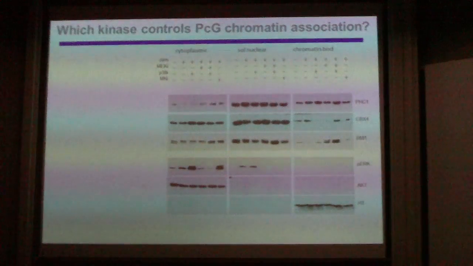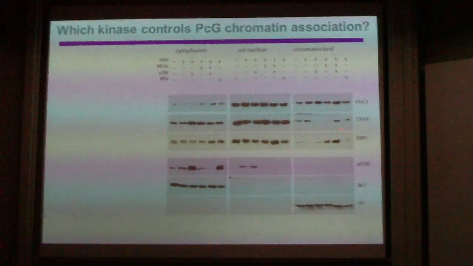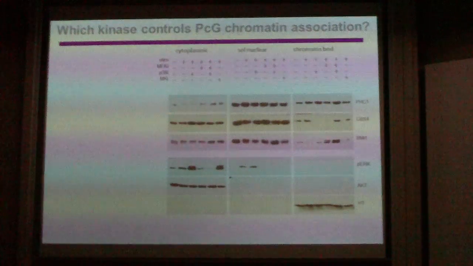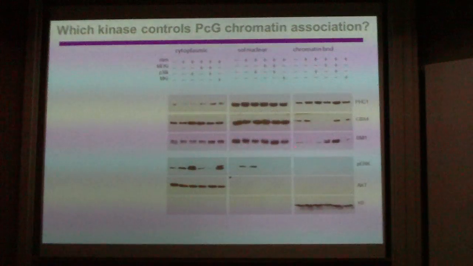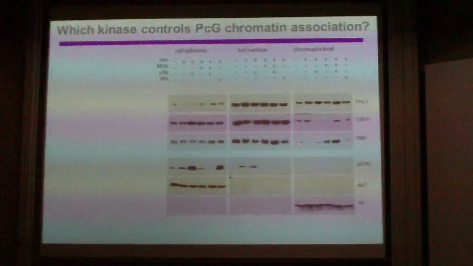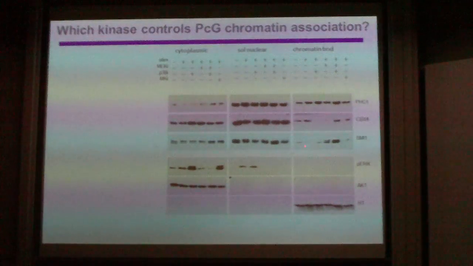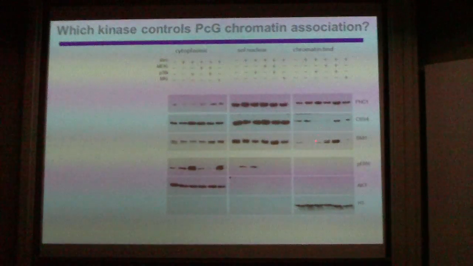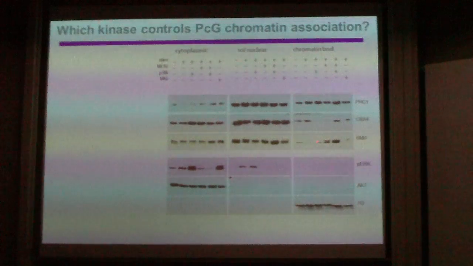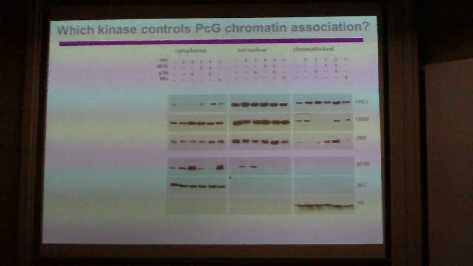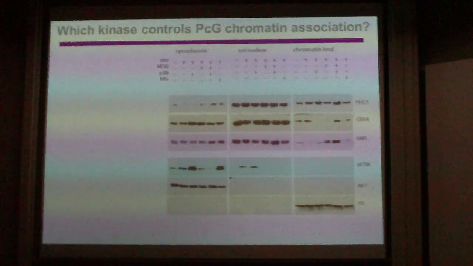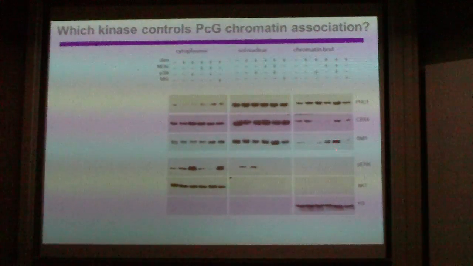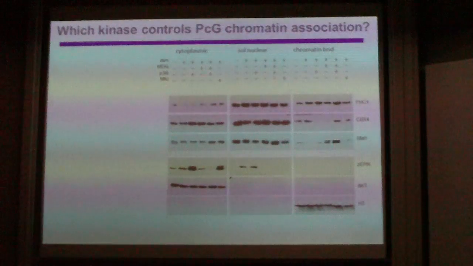I want you specifically to look at this part of the gel. Here we look again at BMI1. In the serum-starved cells, we already see chromatin association, and if we add serum, we see that it's lost from the chromatin. If we then add a PKC inhibitor, you see that this is partly prevented, and even more strongly with the MEK inhibitor. If you combine them, there is a lot of polycomb on your chromatin.